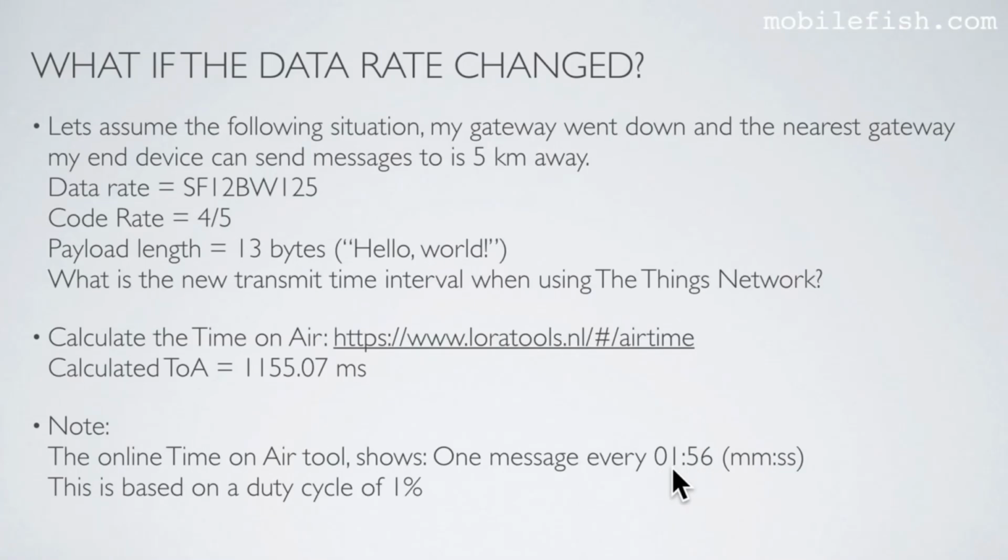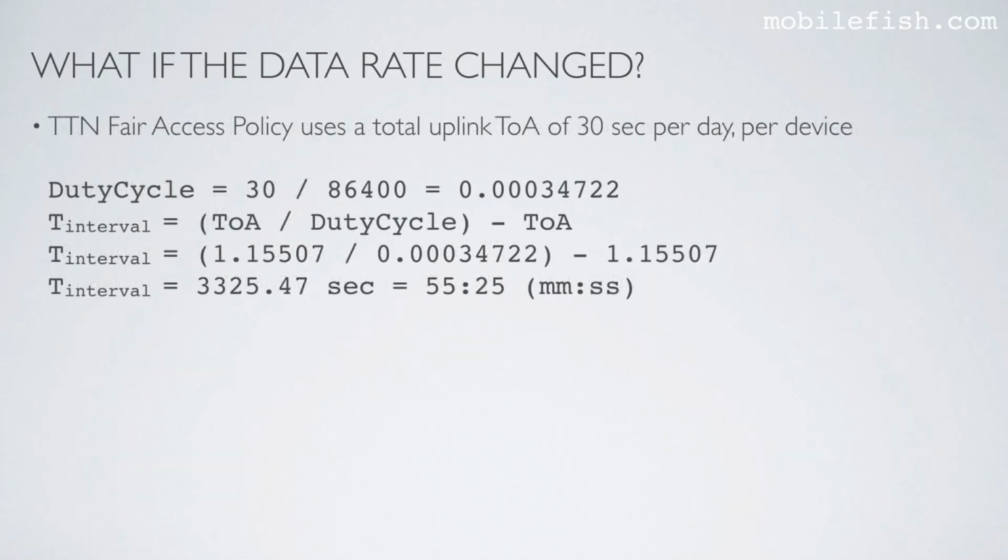But please note, this transmit time interval is based on a duty cycle of 1%. The Things Network Fair Access Policy uses a total uplink time on air of 30 seconds per day per device. Again, we calculate the duty cycle, and now we can calculate the transmit time interval. This is the time on air we calculated with the online tool, and this is the calculated transmit time interval. This means for every message transmitted, we have to wait 55 minutes and 25 seconds before we can transmit again.